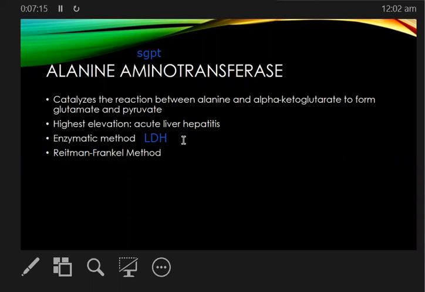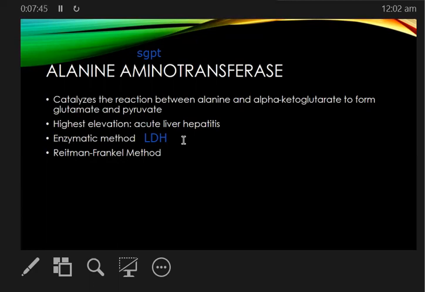For the enzymatic reaction, it's the same. What are we monitoring? We are monitoring the decrease in the absorbance of your NADH. At what particular wavelength do we measure your NADH? We have 340 nanometers.